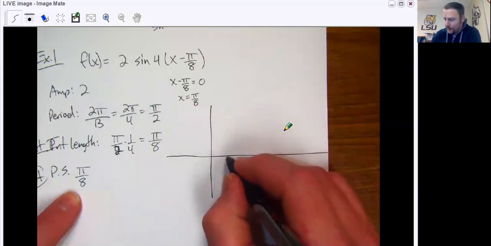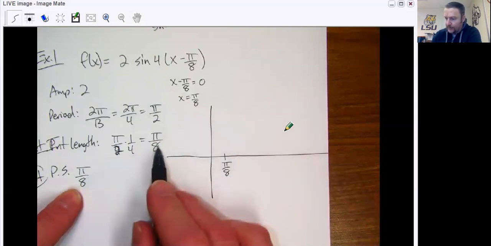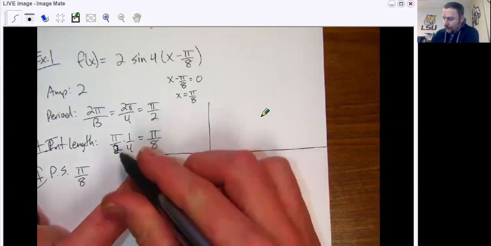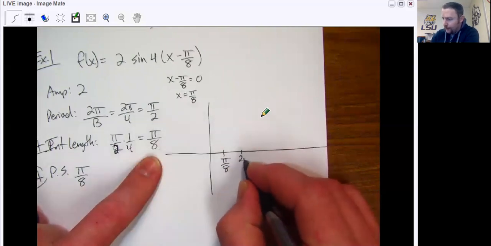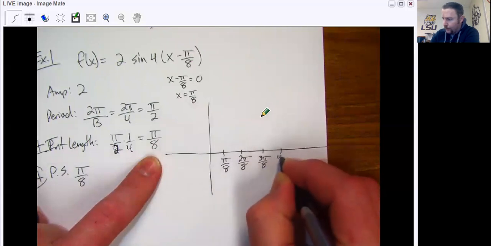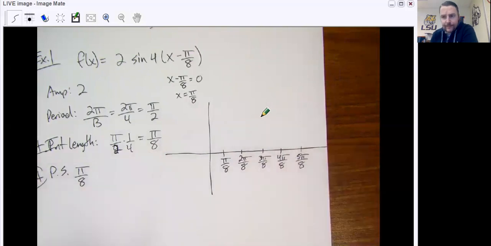It doesn't have to be too small, but just start to the right of 0. So I'm going to start at pi over 8, and then I'm going to count by pi over 8. So 2 pi over 8, 3 pi over 8, 4 pi over 8, and 5 pi over 8. If you do this 5 times, you're good to go, because remember the magic number is 5.